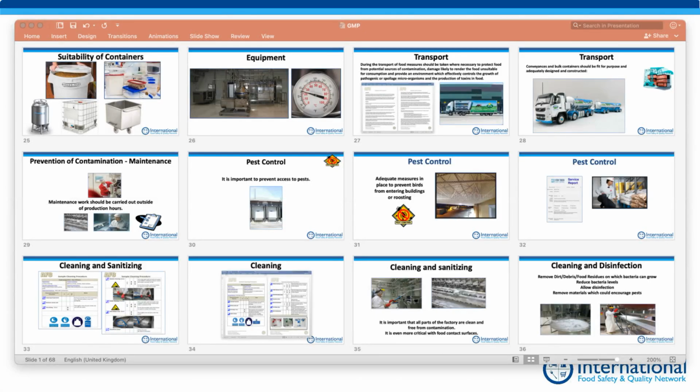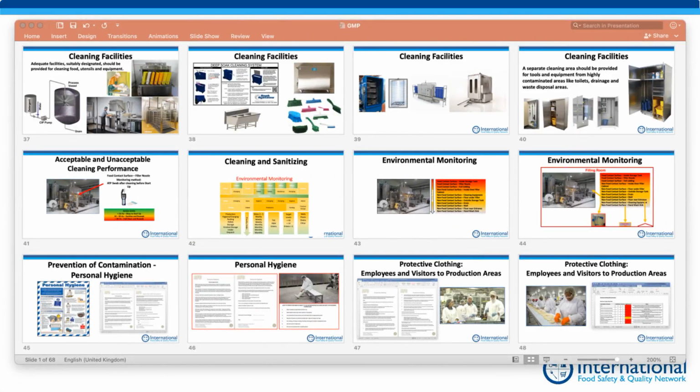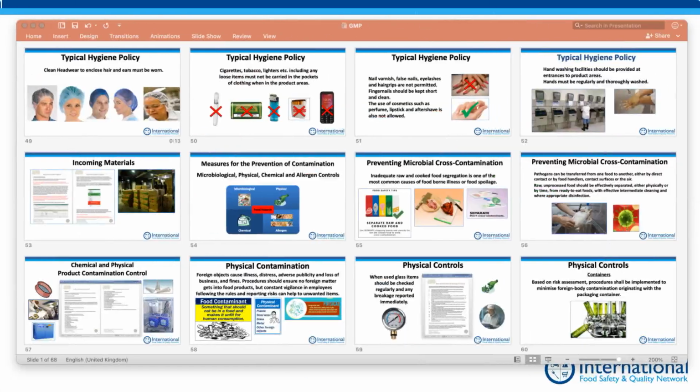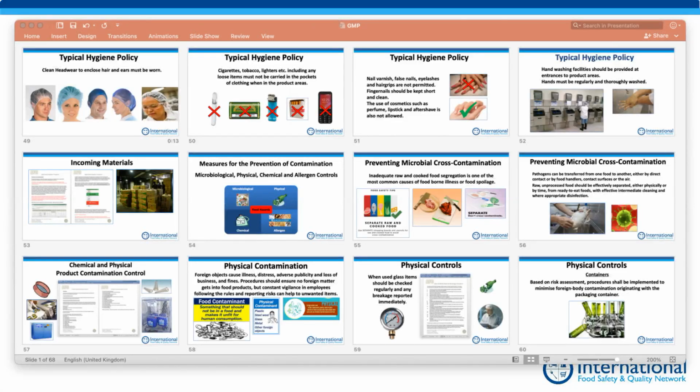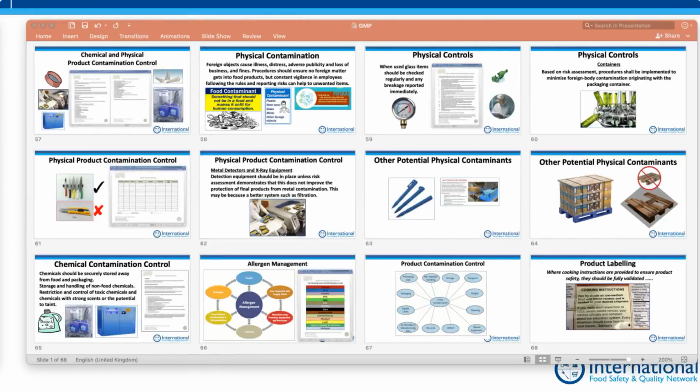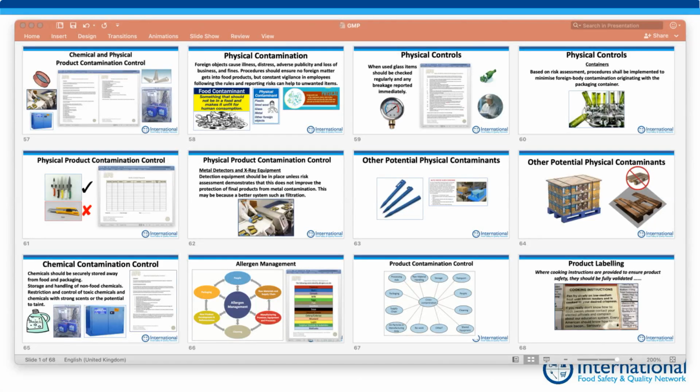cleaning and sanitation, cleaning and disinfection facilities, processes to prevent contamination, environmental monitoring, personal hygiene requirements, other hygiene requirements, raw material receipt and storage, prevention of chemical and physical contamination, allergen control and allergen management. Product labeling there as well.